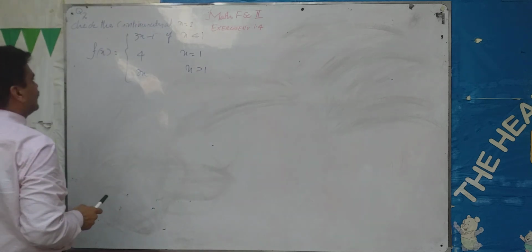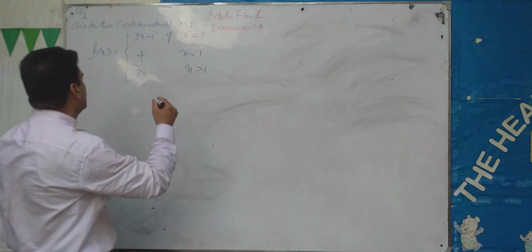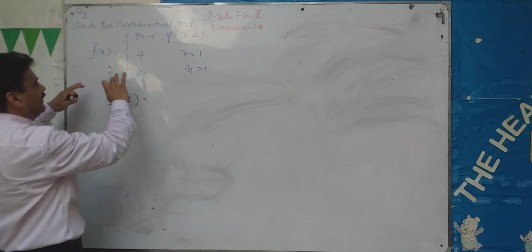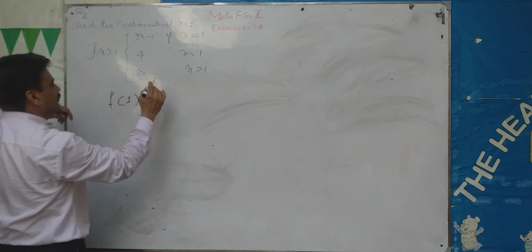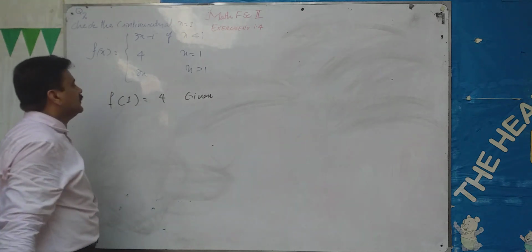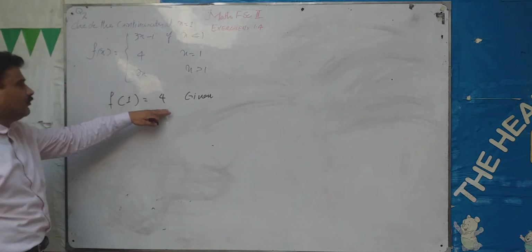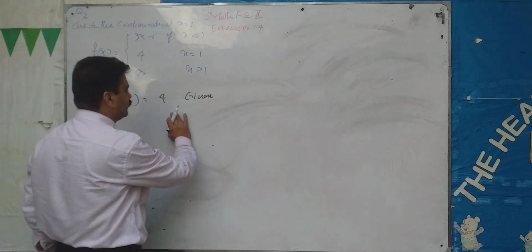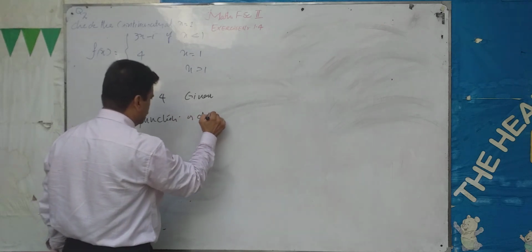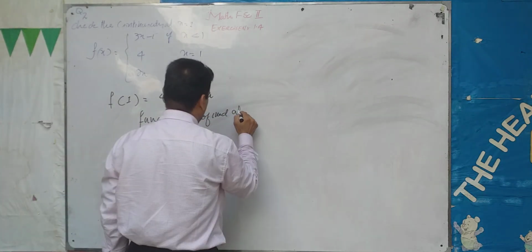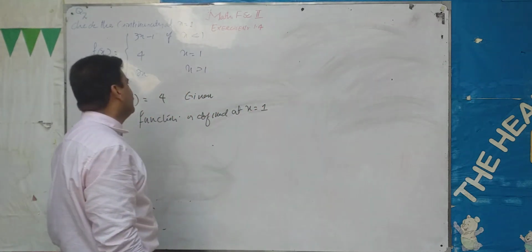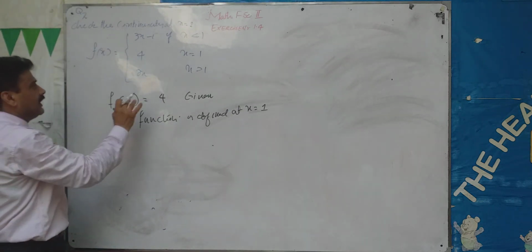We first check whether the function is defined or not at x equal to 1. We write f of 1. When x is equal to 1, it is given that the function value is 4. It means the function is defined at x equal to 1. The first axiom is satisfied. The function is defined at x equal to 1.